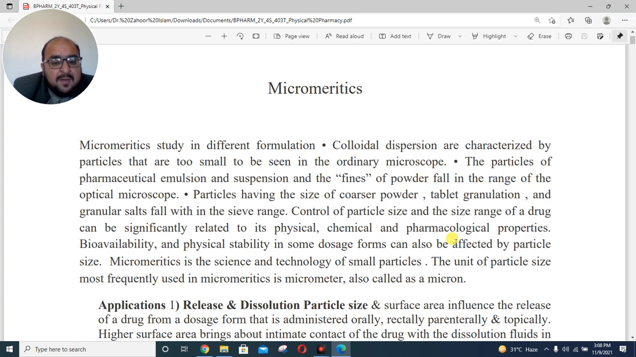So Micromeritics is the science and technology of small particles which cannot be seen directly with the naked eye. The unit of particle size most frequently used in micromeritics is the micrometer, also called micron.